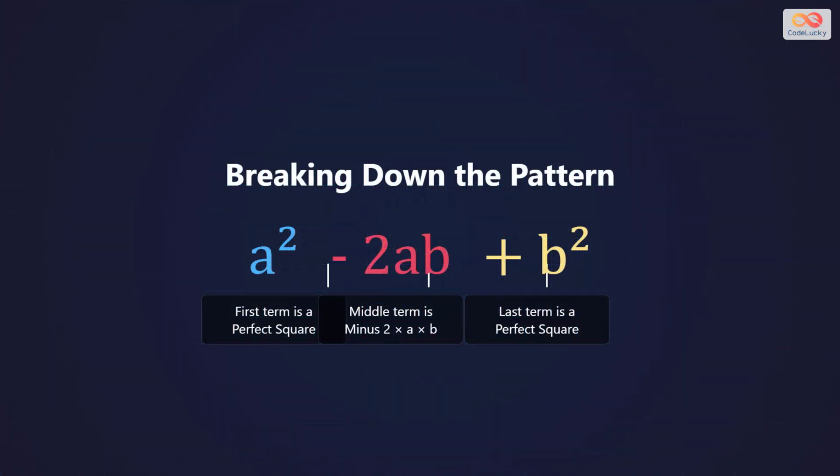To recognize this pattern, you need to look at the three terms closely. The first term, a squared, must be a perfect square. The last term, b squared, must also be a perfect square. Most importantly, the middle term must be exactly minus 2 times a times b. It combines the roots of the first and last terms.